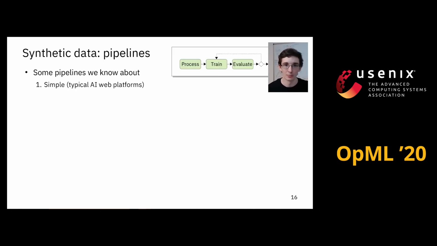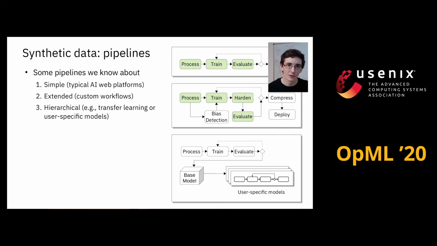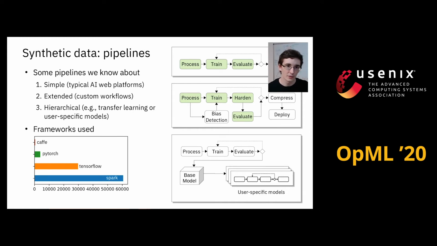So for example, the simple process, train, evaluate pipelines were already fairly well understood. We knew that people were adding model hardening and compression steps to their pipelines and things like bias detectors. And we also found that hierarchical pipelines were becoming more relevant, that generated, for example, user-specific models from a base model using transfer learning. There really aren't a lot of generalizable properties of pipelines that were immediately obvious, but we looked into platform-specific properties. So, for example, the particular ML framework used by the pipeline, and I'll talk about this a bit later.